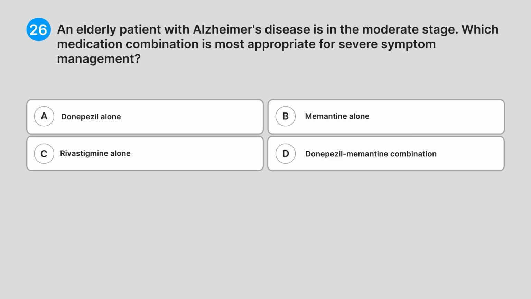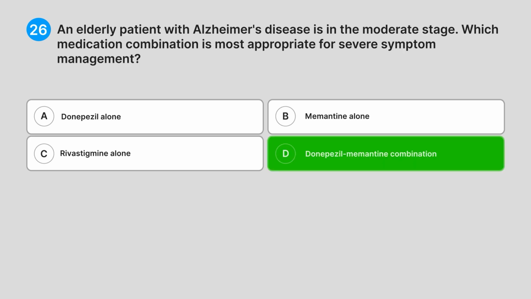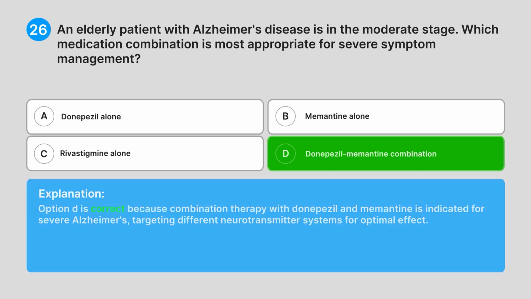Correct answer, D. Donepezil-memantine combination. Explanation: option D is correct because combination therapy with donepezil and memantine is indicated for severe Alzheimer's, targeting different neurotransmitter systems for optimal effect.